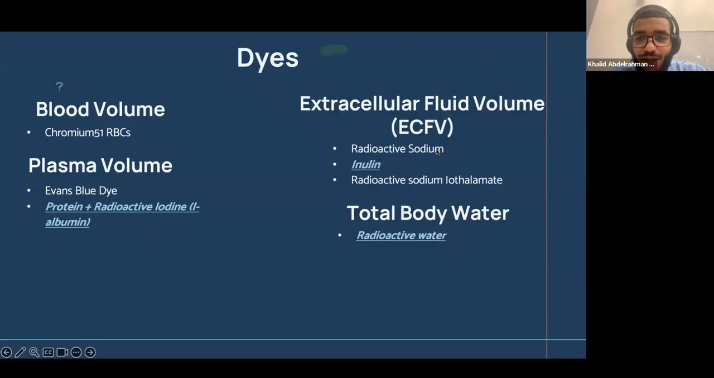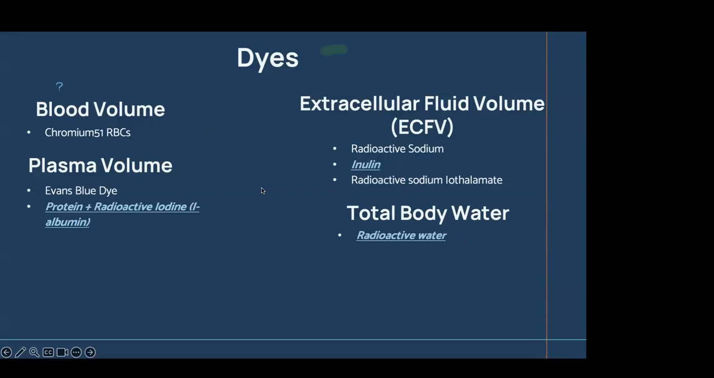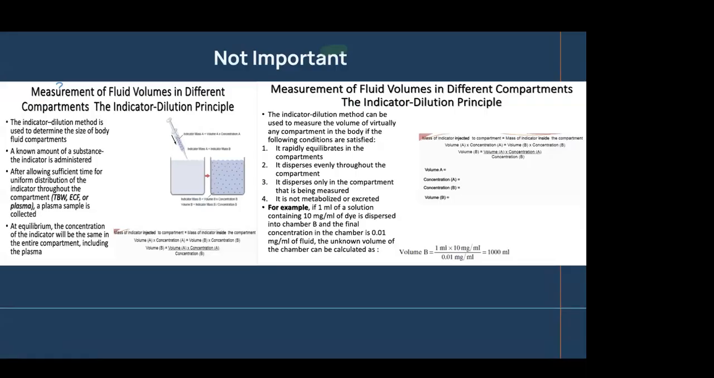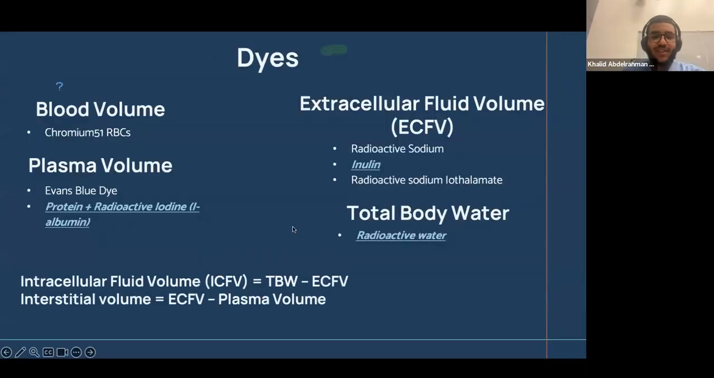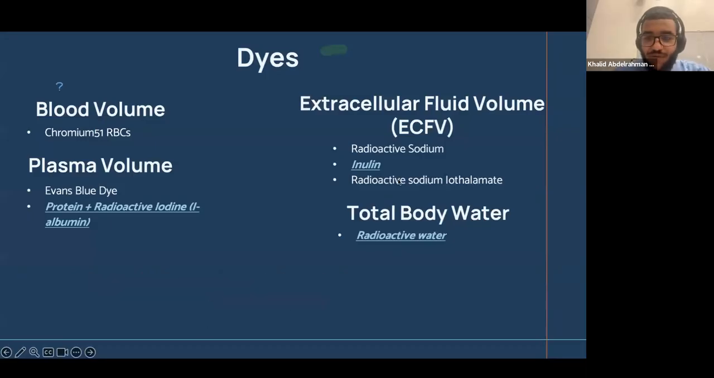So we use these dyes to measure these fluid compartments. Is that clear? Yes. Now the methods you don't need to know. Okay. And so we have those, and I don't see intracellular fluid. So how do we calculate intracellular fluid if we don't have a dye for it? How do you think?